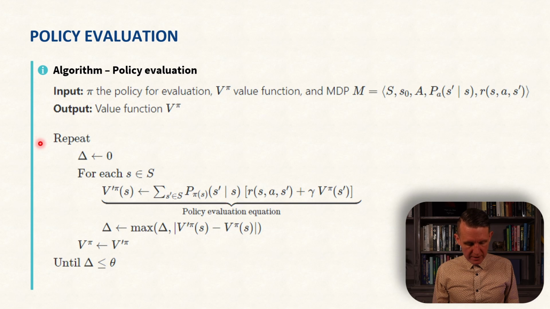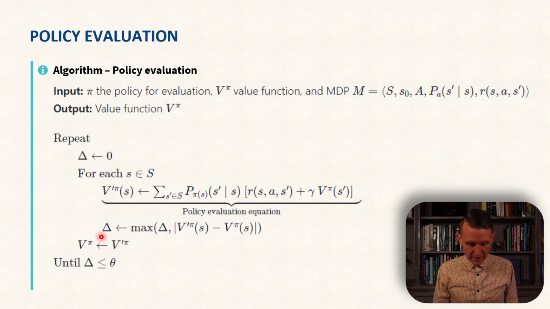What we do is we repeatedly apply some update rule until the difference between the previous value and the old value becomes less than some predefined theta value. In each loop, all we do is look at each state and calculate the value of that state given the policy pi. We simply apply the policy evaluation definition here, and we can see that we're evaluating the value of the policy pi in state S rather than trying to calculate the maximum value.